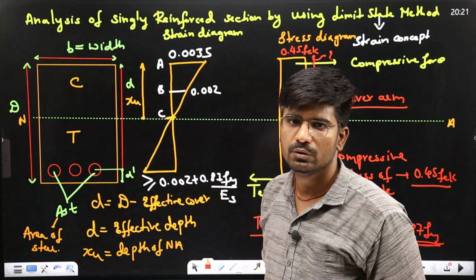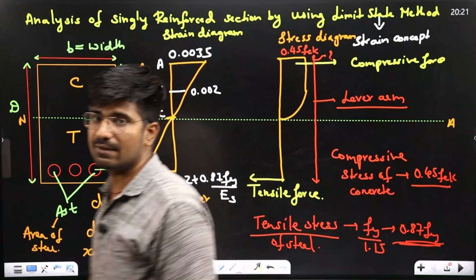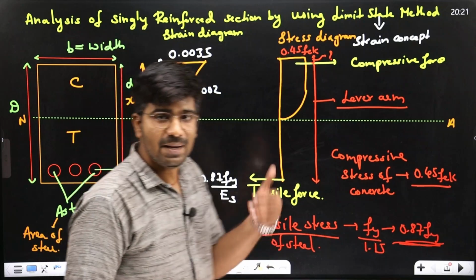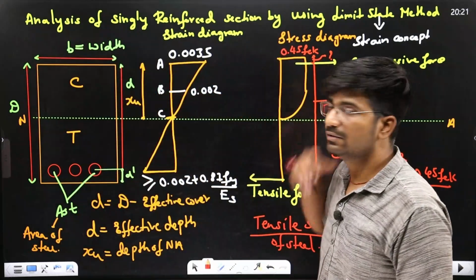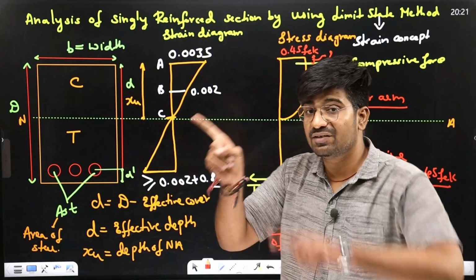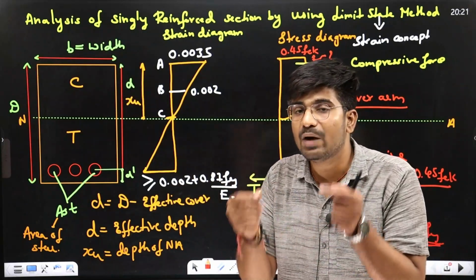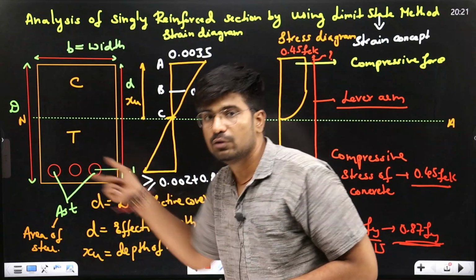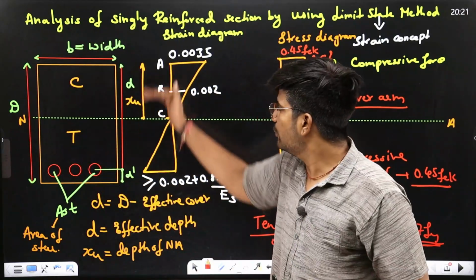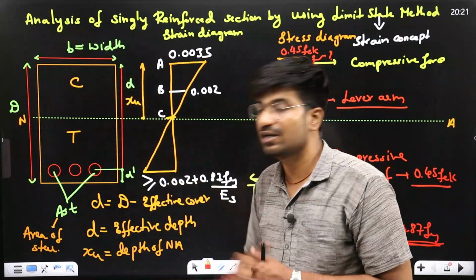I told you, this is the diagram for singly reinforced section, by analyzing, by designing with limit state method. So limit state method is totally based on singly reinforced section. Singly reinforced section is a section where we provide reinforcement in the tension zone. Here I provided it in the tension zone. This is your XU, your depth of neutral axis. Topmost portion is compression, bottommost portion is tension.